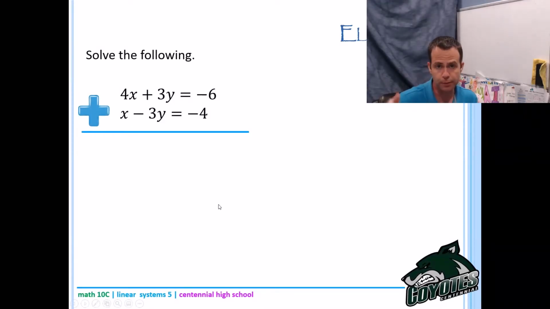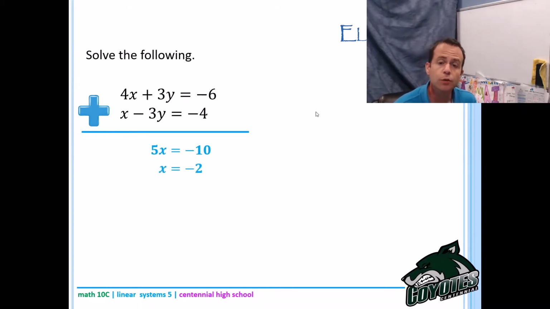All three columns there. So 4x plus x is 5x. This gives me nothing. -6 plus -4 is -10. So now I have 5x equals -10, and I'm ready to solve for x. I just have to divide both sides by 5, and that gives me x equals -2.